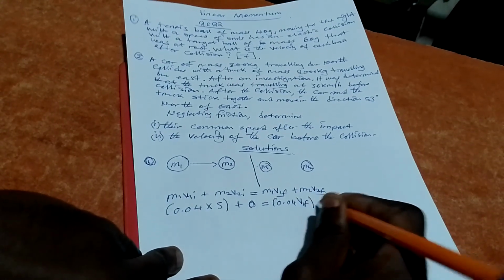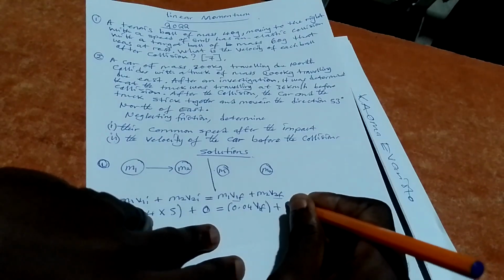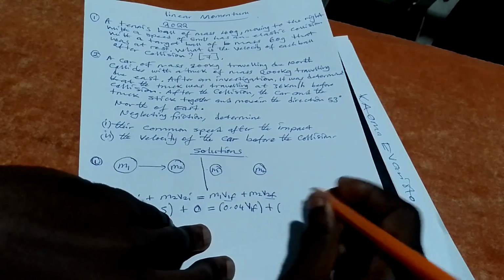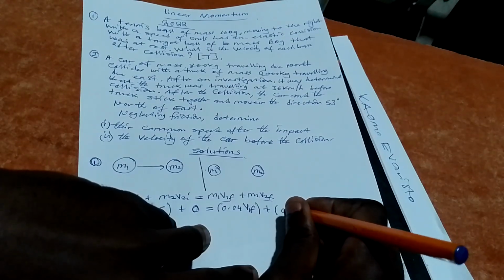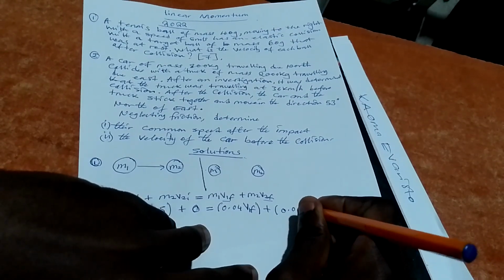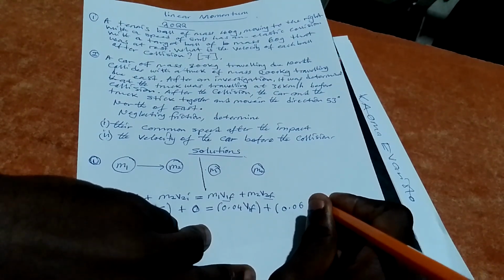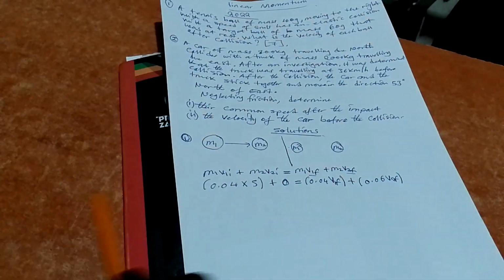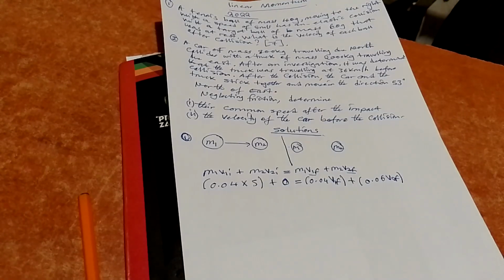again plus we have M2. The second ball has a mass of 60 grams. If you convert to kg, it's 0.06 times V2 final. So you need to simplify this. Let me just get the calculator up.